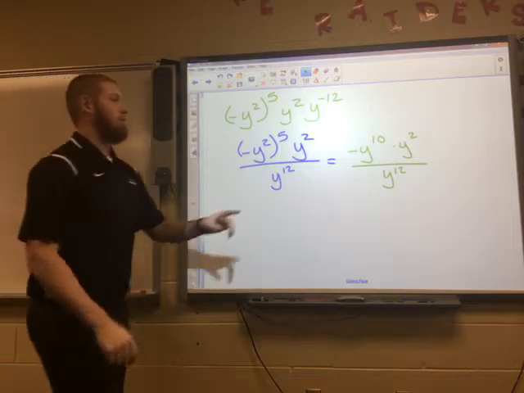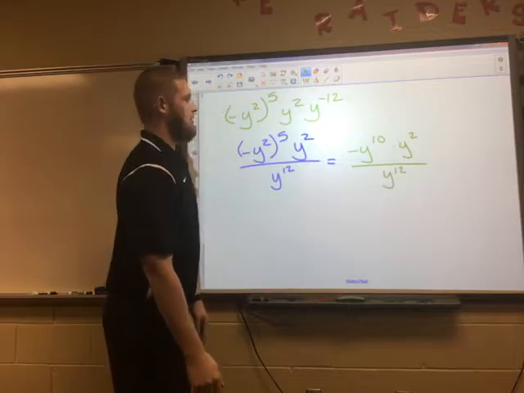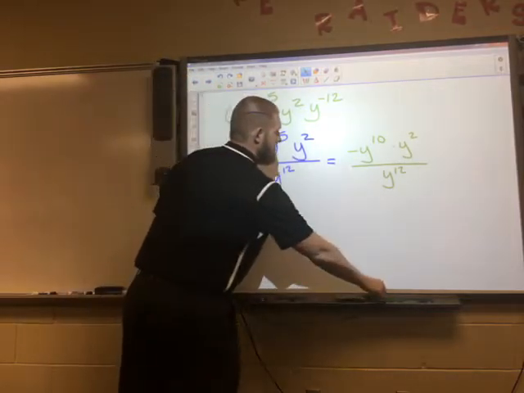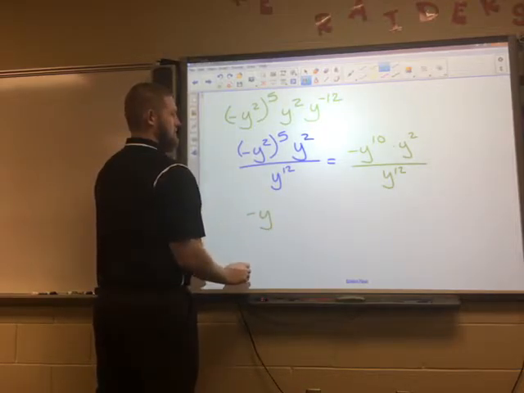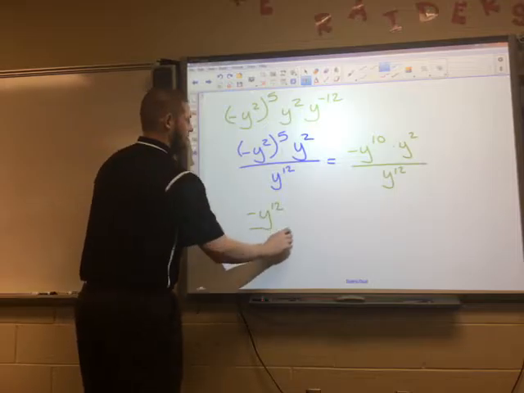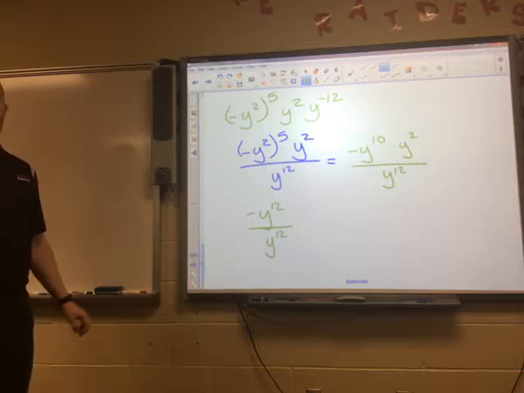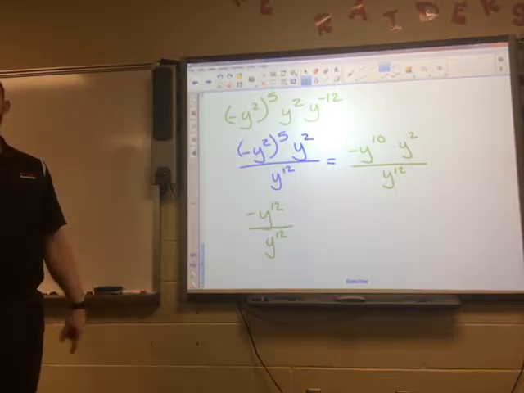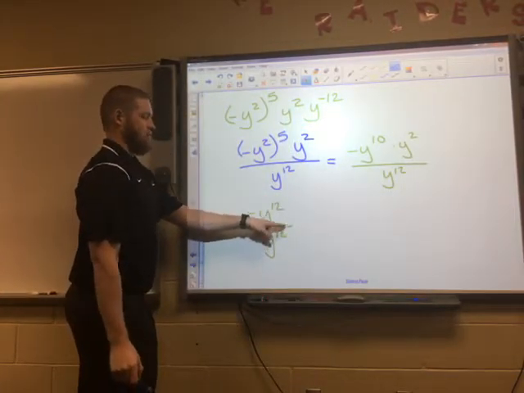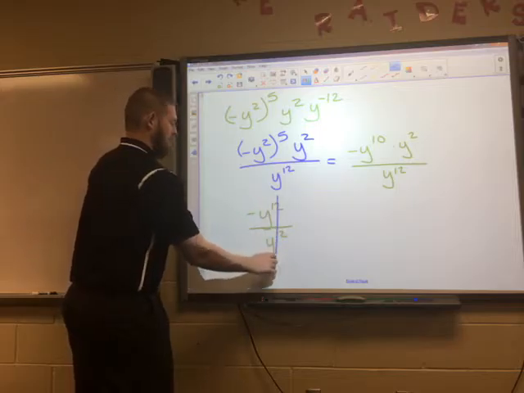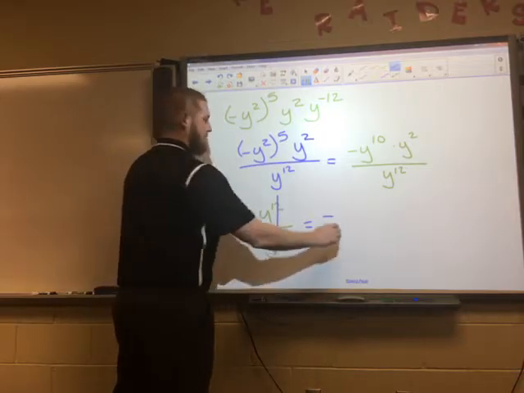So now I have multiplication, right? And if I'm multiplying, I do what with my exponents? I add them. Okay, so I get negative y to the 12th over y to the 12th. What's that? Because these are the same, aren't they? So what happens to a y to the 12th and a y to the 12th? They cancel. And I'm left with what on top? Just a negative sign, right? Which is negative 1.